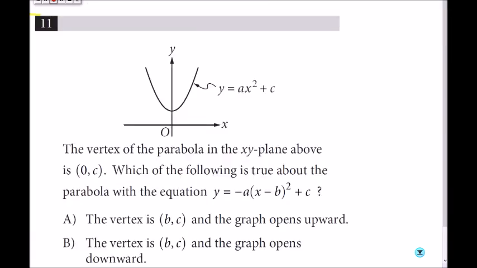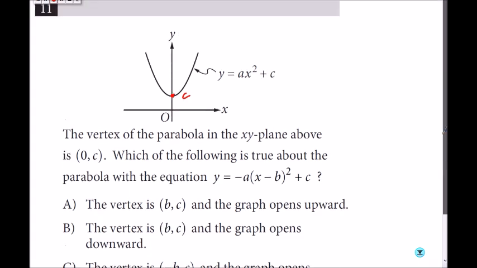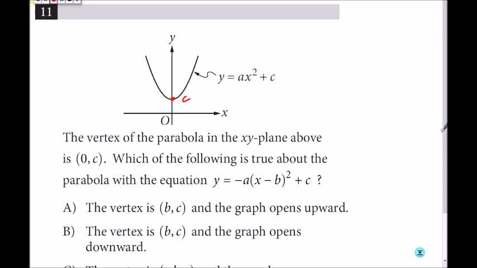11. The vertex of the parabola in the xy plane above is (0, C). Which of the following is true about the parabola represented by -a? Same thing, -a. But now it moved B to the right or left, right? Depends on what the number is. So negative means what? It flipped. It reflected on the x-axis because it has a negative.